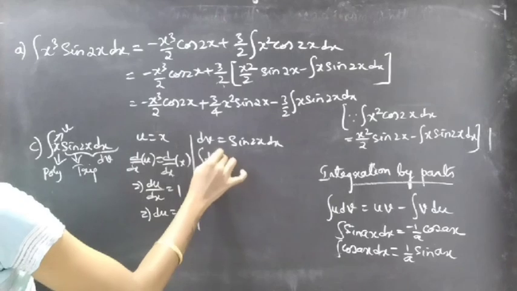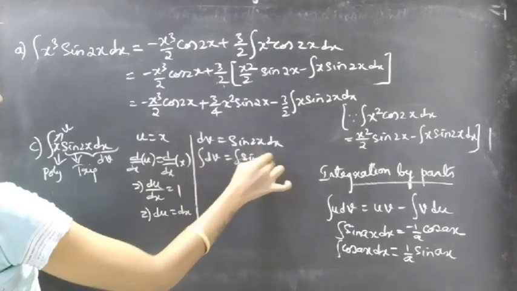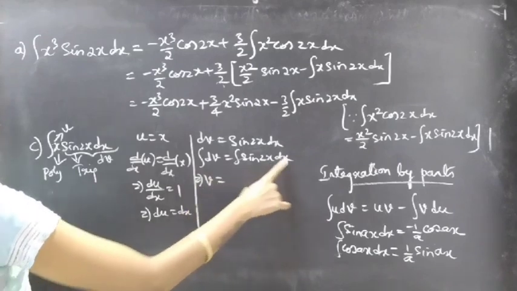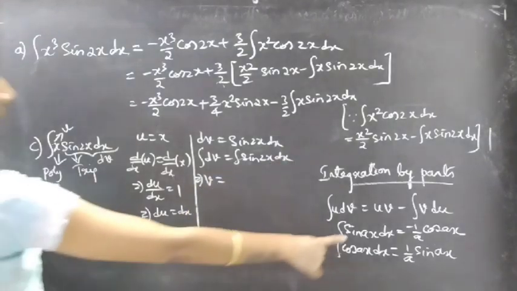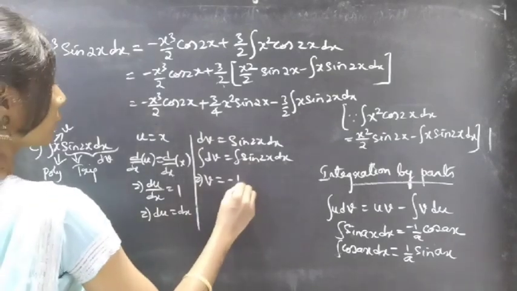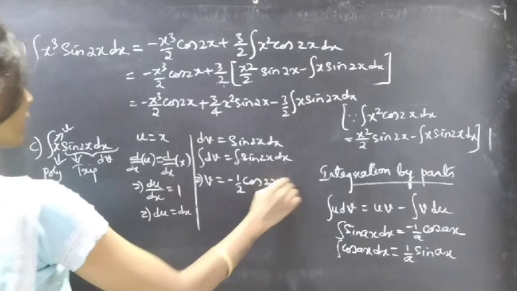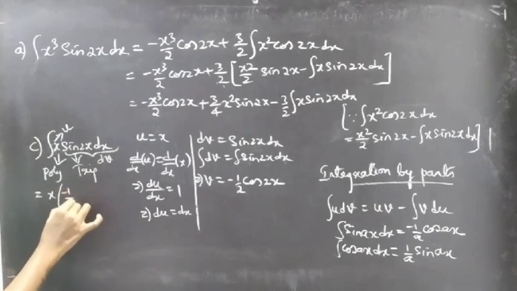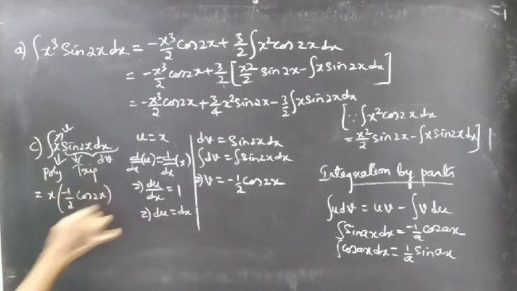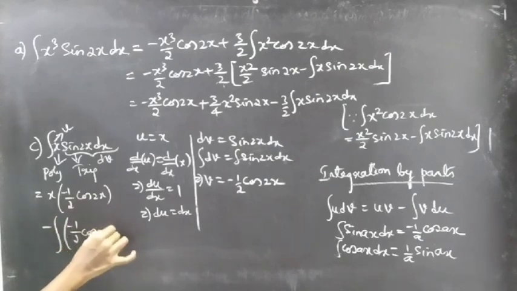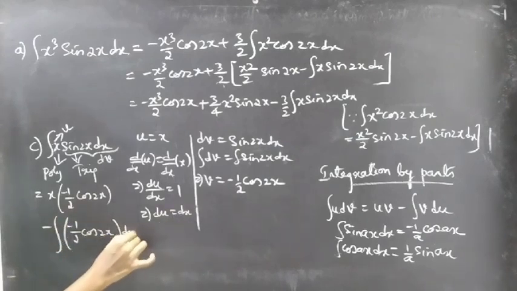Now here we are going to integrate on both sides to find v, which gives us v equal to integral sin 2x dx. Since we know that integral sin ax dx is minus 1 by a cos ax, then for a equal to 2, we'll have minus 1 by 2 cos 2x. Now let's apply the formula. Integral u dv equal to u into v minus integral v into du, which is dx.